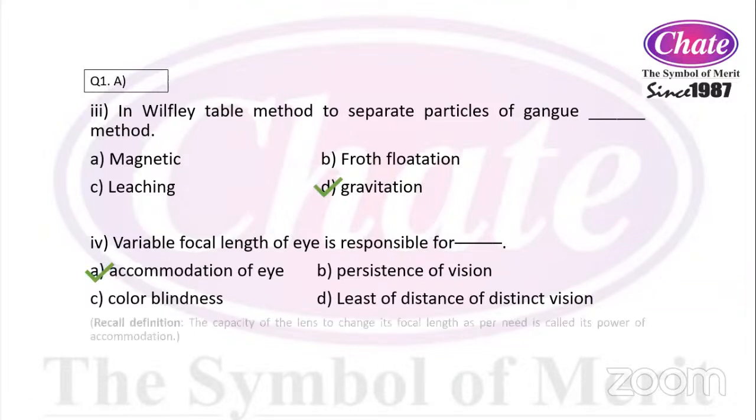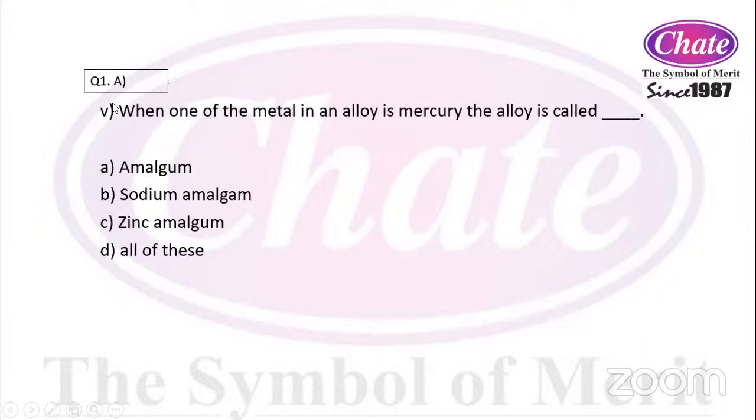So we are going to see the next question. You can also recall the definition: the capacity of the lens to change its focal length as per need is called its power of accommodation. Okay. Now the next question, question number 5: when one of the metals in an alloy is mercury, the alloy is called.